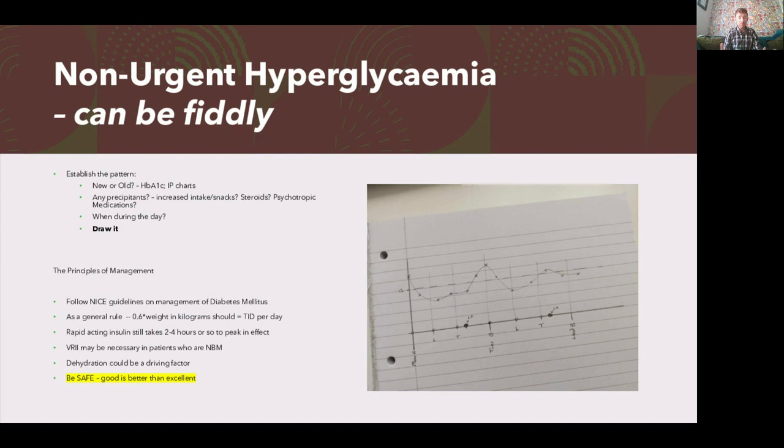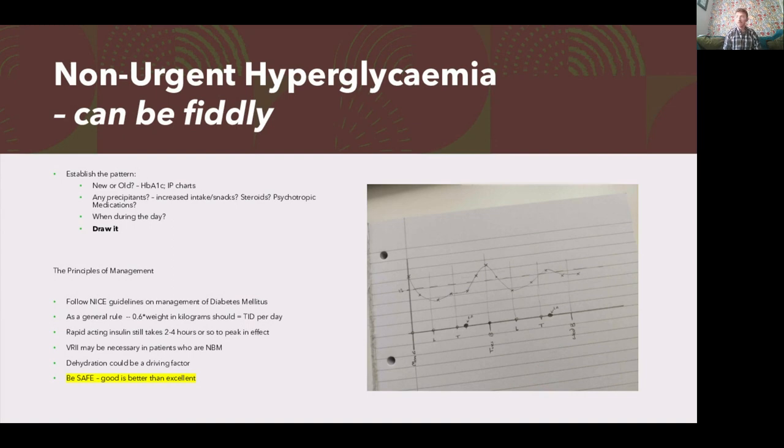The principles of management are, if they are chronically hyperglycemic and their HbA1c is raised, then just follow the NICE guidelines. Up their metformin, up their gliclazide, work through that ladder of treatments. If a patient needs insulin, then you can start them on a new basal bolus regime. Typically just over half their body weight converted into units should be around their total daily requirement of insulin. If you want to split that into a basal bolus regime, then give about half as basal and split the other half into three. So that's sixths, I suppose, to give their mealtime dose.